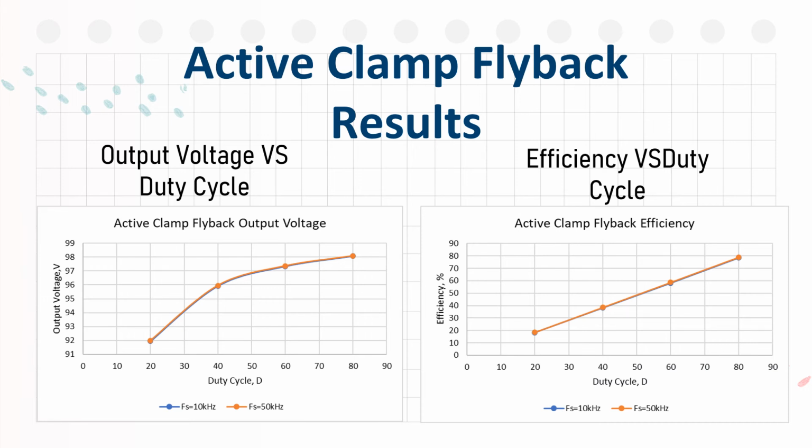The output voltage versus duty cycle. As the duty cycle increases, the output voltage also increases. In the active clamp case, when the switching frequency is 50 kHz, it produces slightly higher output voltage, almost similar to switching frequency 10 kHz. Same goes for the efficiency. As the duty cycle increases, the efficiency also increases. When the switching frequency is 50 kHz, it produces slightly higher efficiency than 10 kHz.